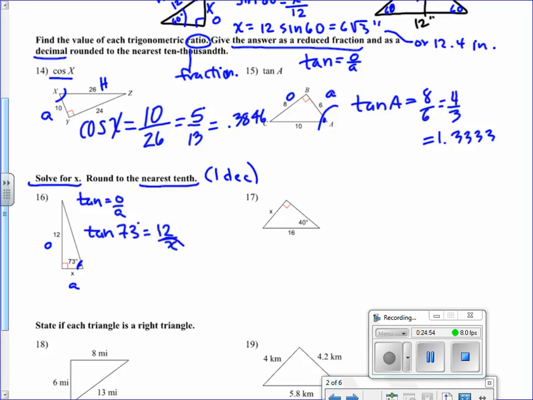So the x and the tangent of 73, we change those up, and we say x equals 12 divided by the tangent of 73 degrees. And that's basically a shortcut for cross multiplying and dividing. So I'm using my calculator. 12 divided by the tangent of 73 is 3.668, and we are rounding to one decimal place, so 3.7 is the answer.